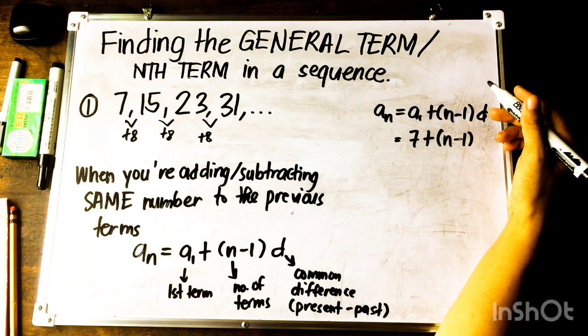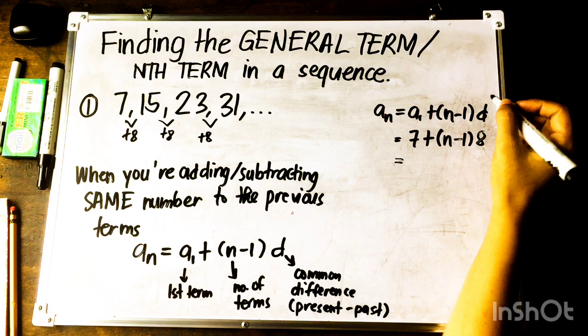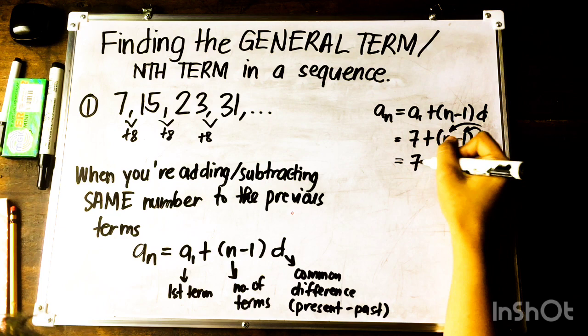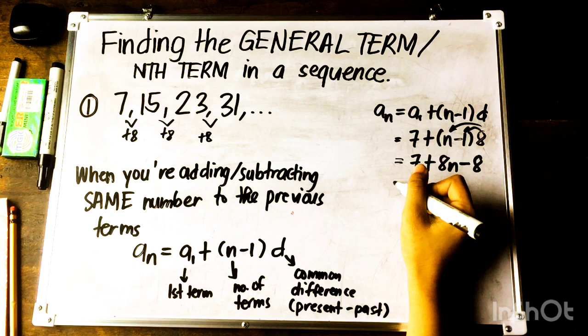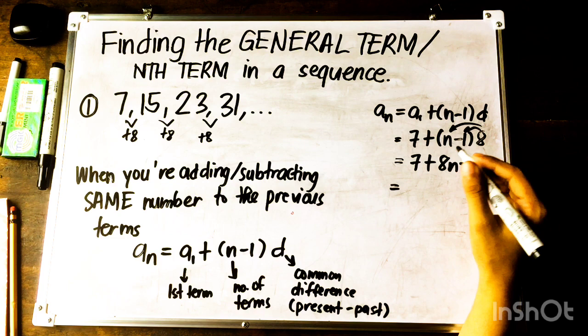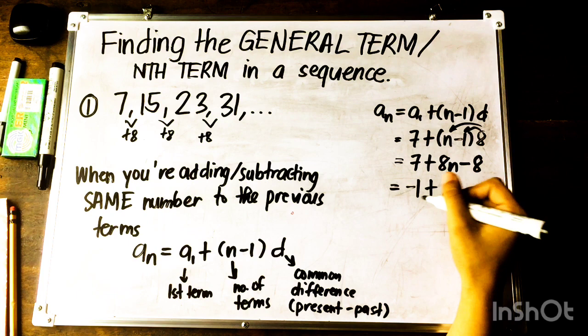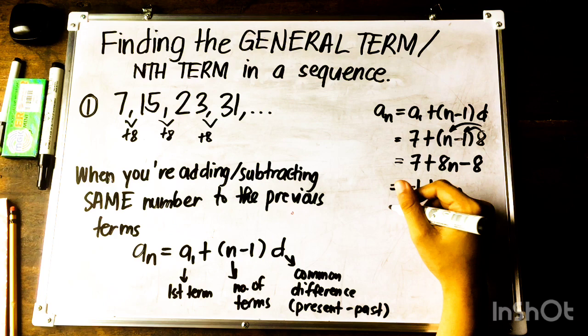Now, we can simplify this by distributing this 8 to the binomial. So, we have now 7 plus 8n. 8 times negative 1 is minus 8. And still, we can combine 7 minus 8, so that is negative 1 plus 8n. So, 7 minus 8 is negative 1 plus 8n, or you may write it in this way, 8n minus 1. They are just the same.